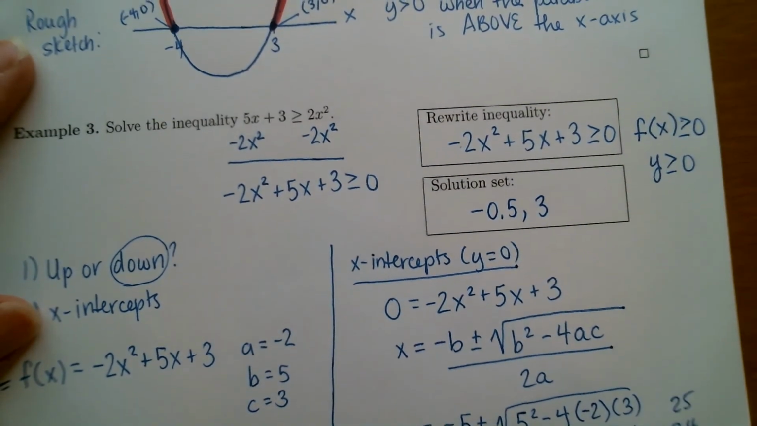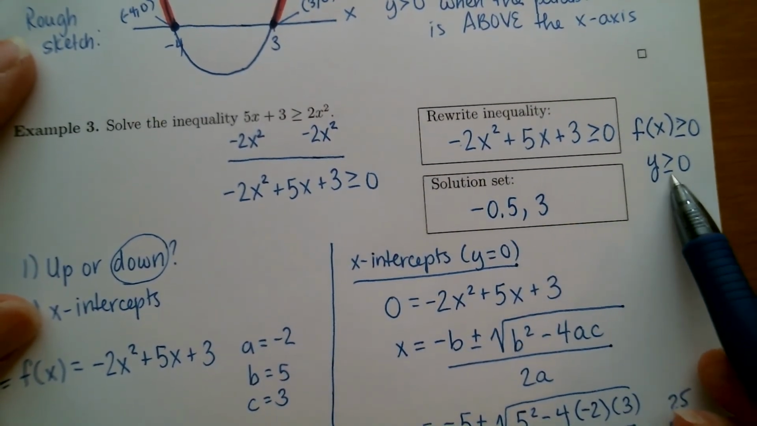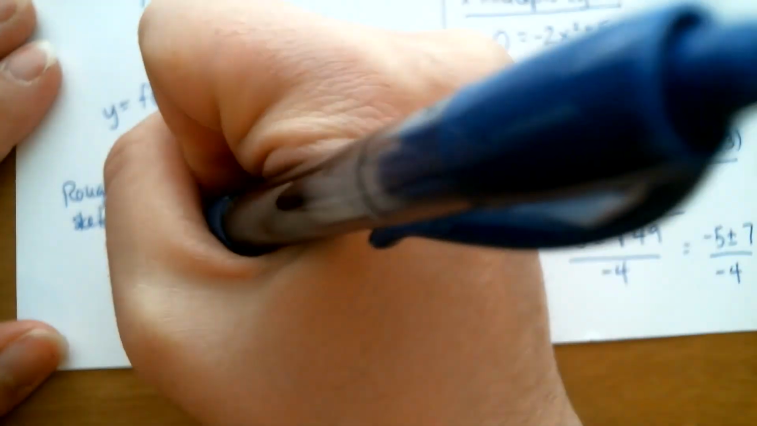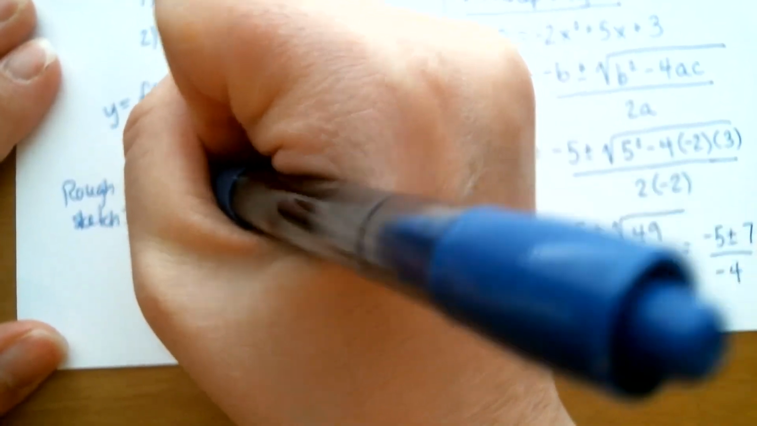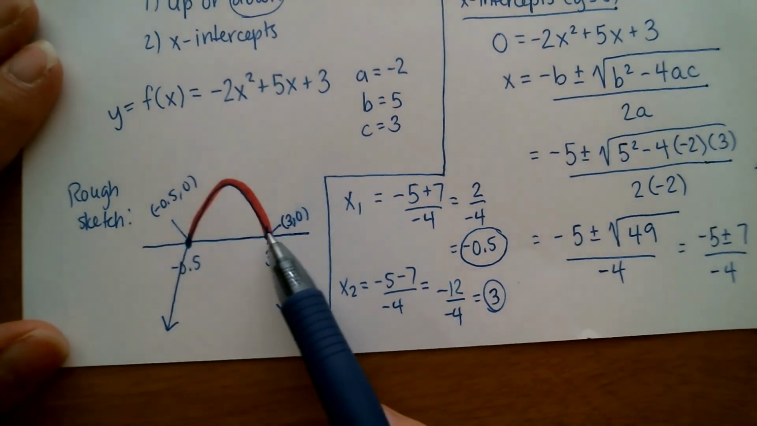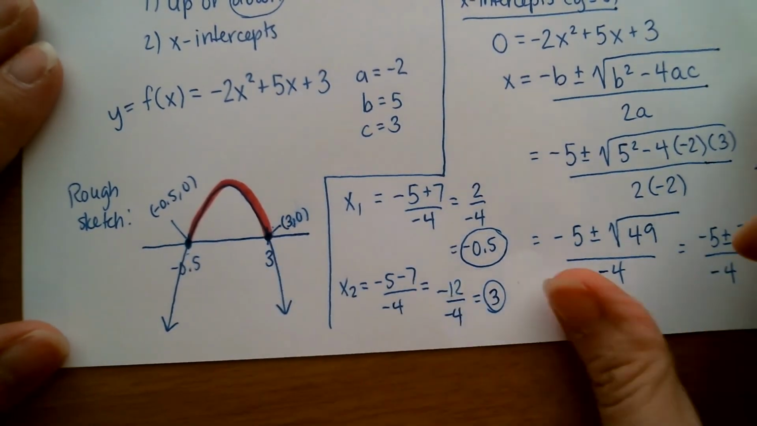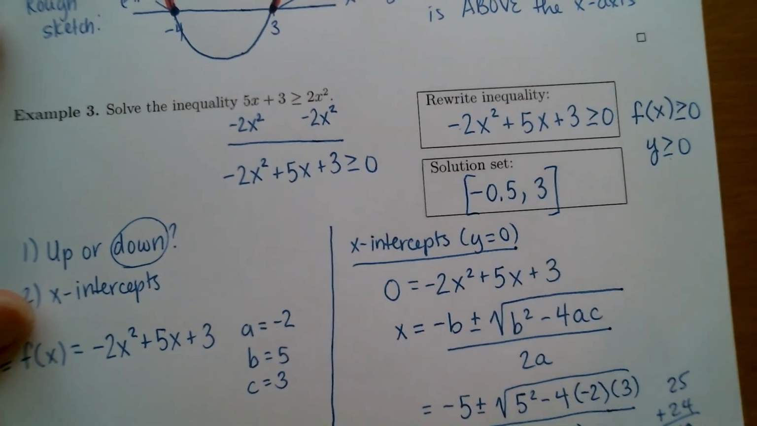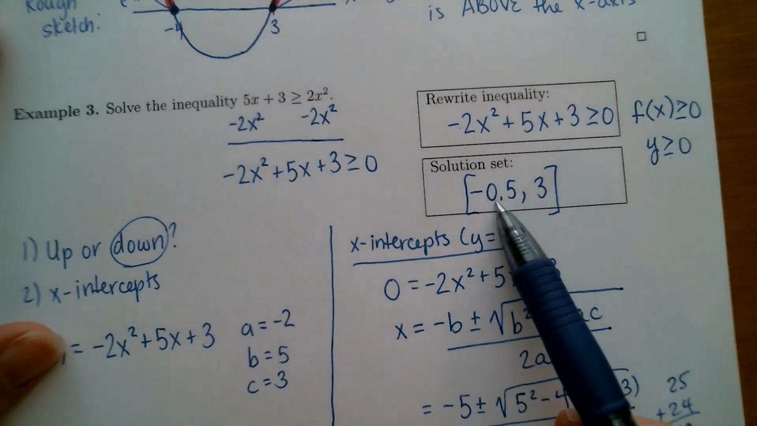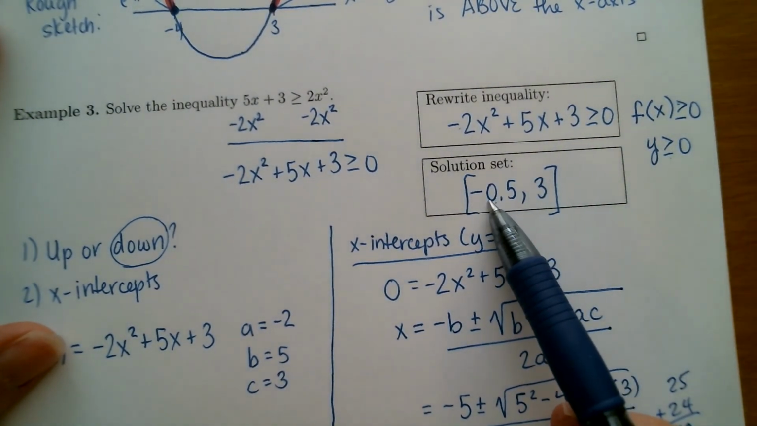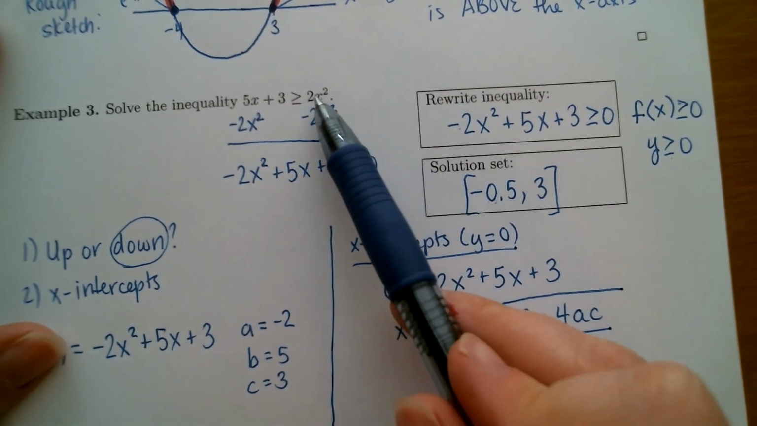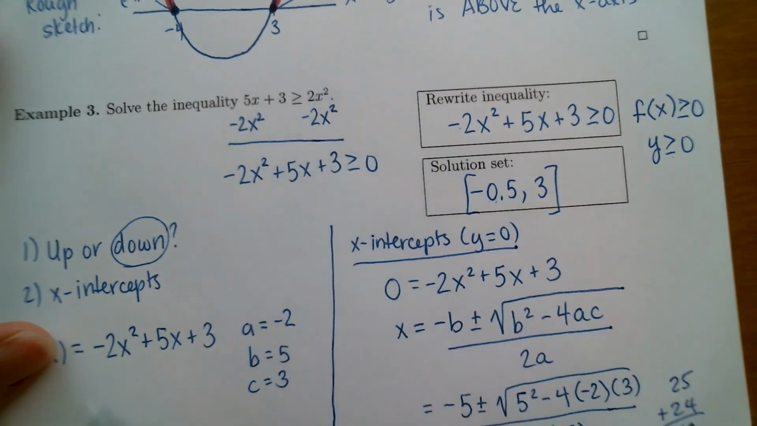Last step, do I include the endpoints? I have greater than or equal to, so the y values can actually equal 0. This is negative 0.5 with a y coordinate of 0, and the same at 3. You can have y values of 0, so you do want to include your x-intercepts. So we will put brackets, and that is our solution set. Any x value between negative 0.5 (negative 1/2) and positive 3, including those endpoints, if you plug it into the original inequality, you will get a true statement.